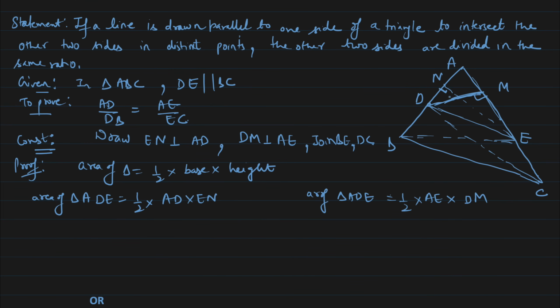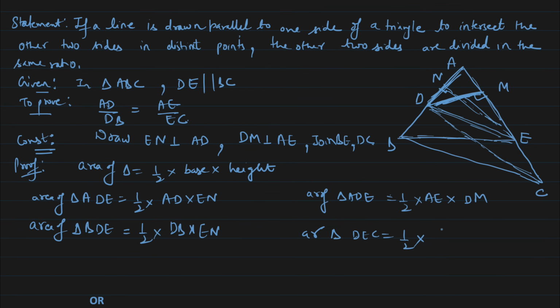See, AE base with perpendicular DM, and AD as the base with perpendicular EN. I have taken that. Now, perpendicular EN is also the perpendicular for this other triangle, right? So I'll take BDE also. If I consider the triangle BDE, so area of triangle BDE, what is that? Half into, the base here is BD or DB, right? And perpendicular EN. And together with DM as perpendicular, I consider triangle DEC, right? Area of triangle DEC, that is half into base, I'm taking EC, and perpendicular is DM, right?